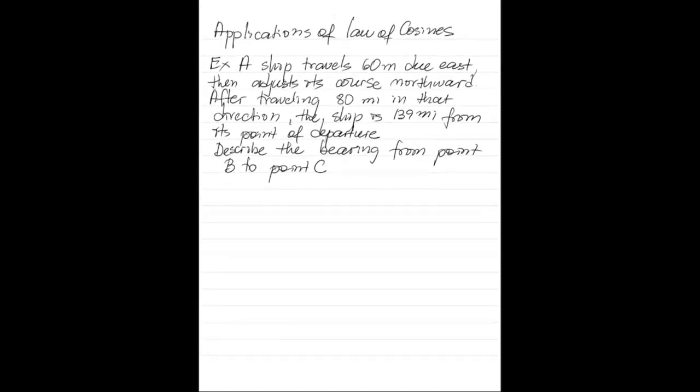So we have a picture. A ship is starting from point A. It's going east to point B and then changes direction, going northward, 80 miles that way after 60 miles here. So this distance from A to C is 139 miles. We need to find the angle B, and then we'll talk about bearing.